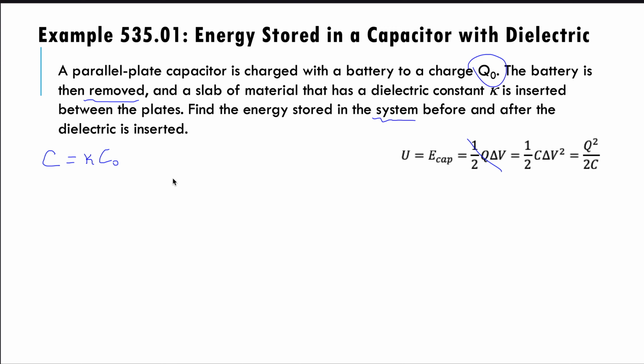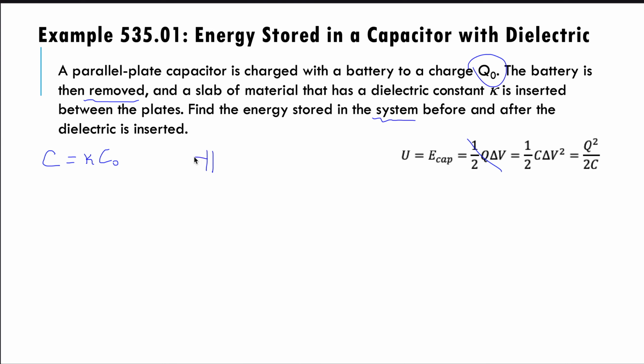The trick is to use the one that has the other variable remaining constant. This is why it's significant in this problem that the battery is removed, because that tells us what variable is remaining constant. So let's take a look.